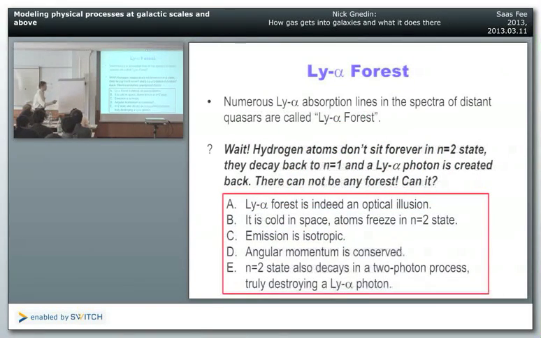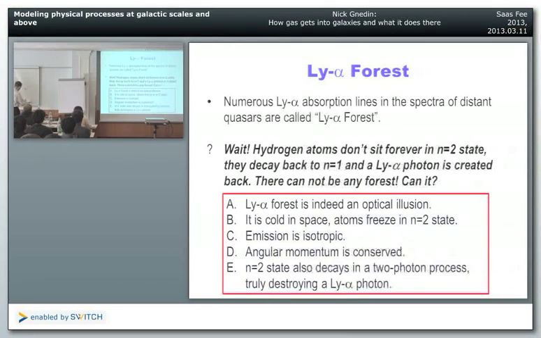So these lines are what's called the Lyman alpha forest, right? Because it's a forest of very large number. There may be hundreds, if not thousands, of those lines in each individual spectrum, right, of these Lyman alpha absorption lines. That's why it's called the Lyman alpha forest, right, for every quasar.